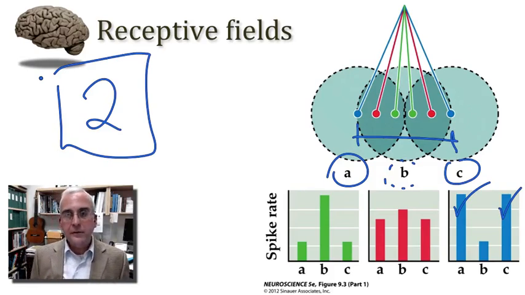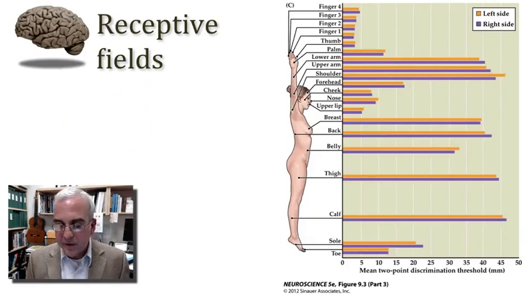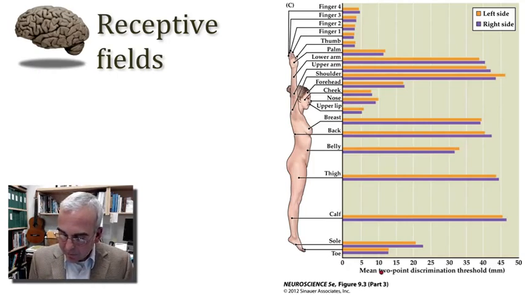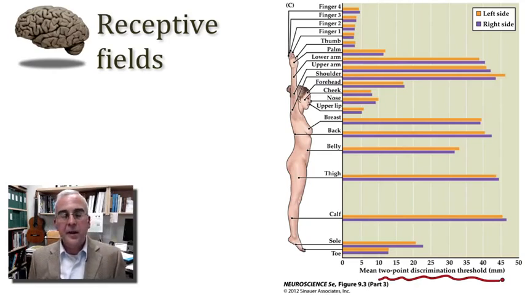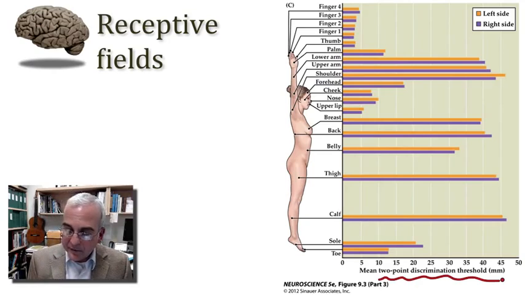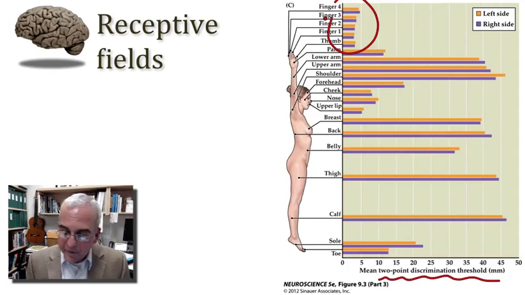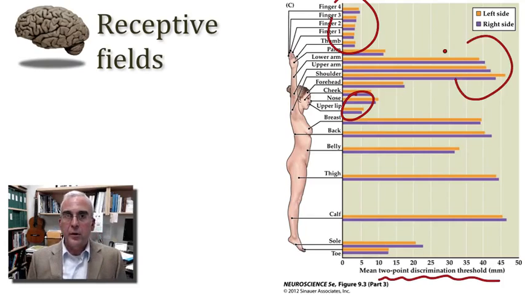So we think this is the basis of 2-point discrimination, and indeed if we survey the body surfaces, we find that there is a tremendous range of sensitivity. So what we're looking at is a plot of the 2-point discrimination threshold across the left and right sides of a subject, and what we find is really high sensitivity around the fingertips and some of the oral facial structures, and not so much sensitivity in some of the more proximal parts of our arms and our legs.